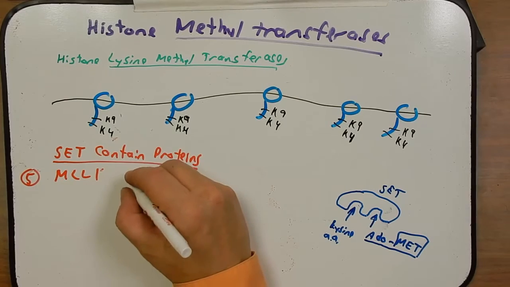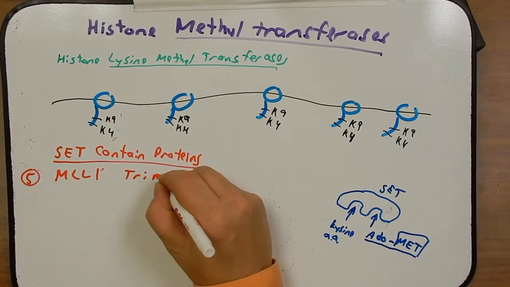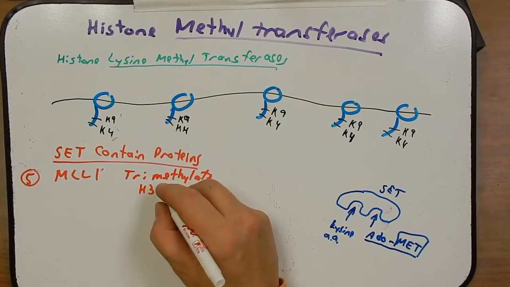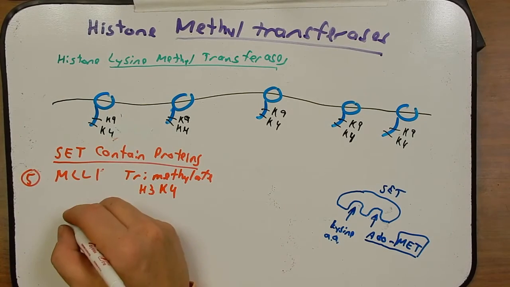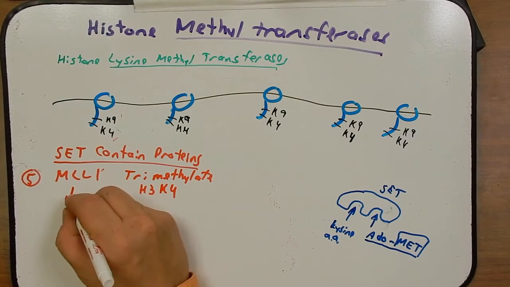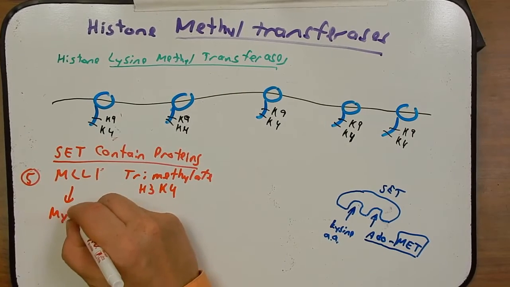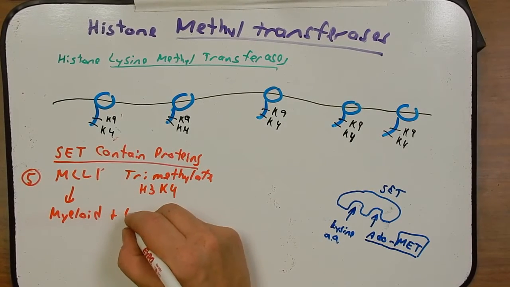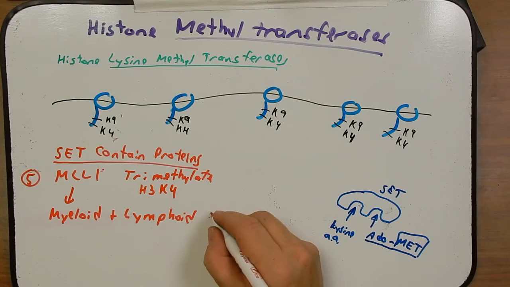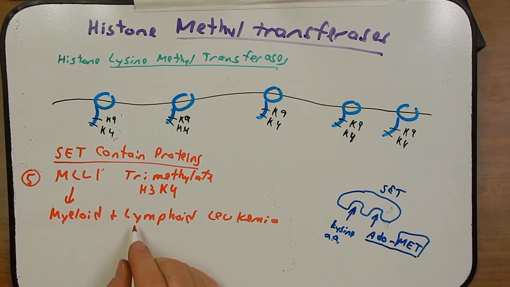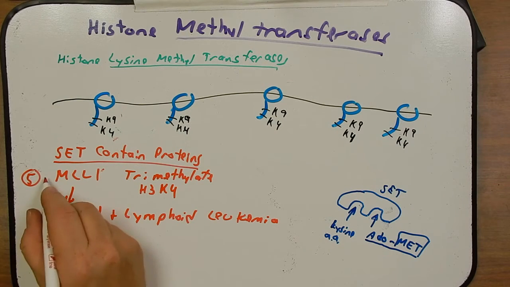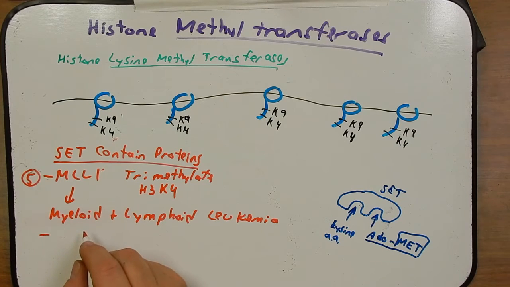MLL1, and it can trimethylate H3K4. MLL1 got its name because of its link to myeloid and lymphoid leukemia. When this receives a mutation that translocates this gene in front of another promoter, it can become constitutively active and it can lead to these leukemias. It has some other roles too, and it turns out to be a very important gene.